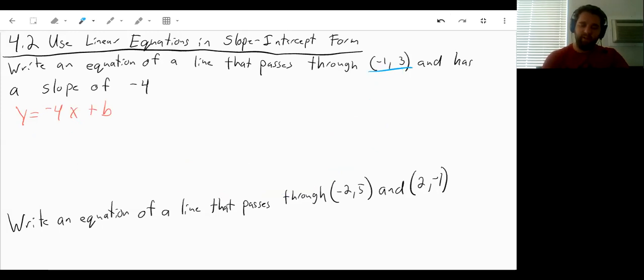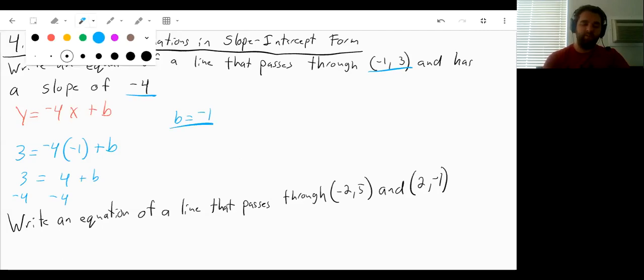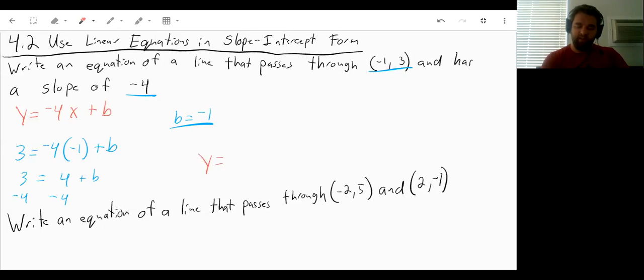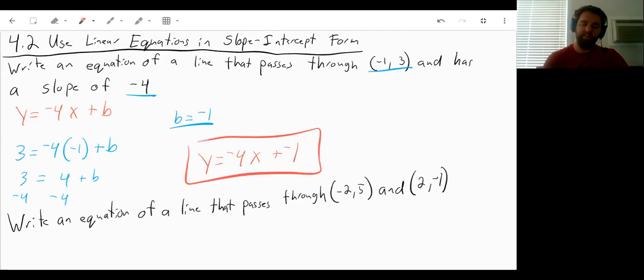And if we go down that route, we can then have an equation of 3 equals negative 4 times negative 1 plus b. Well, negative 4 times negative 1 is a positive 4 plus b equals 3. We can then subtract 4 from both sides, and we're left with b equals negative 1. Now we have our slope and we have our y-intercept. That's enough for us to write our equation. So it's y equals negative 4x plus negative 1. And that would be our answer.